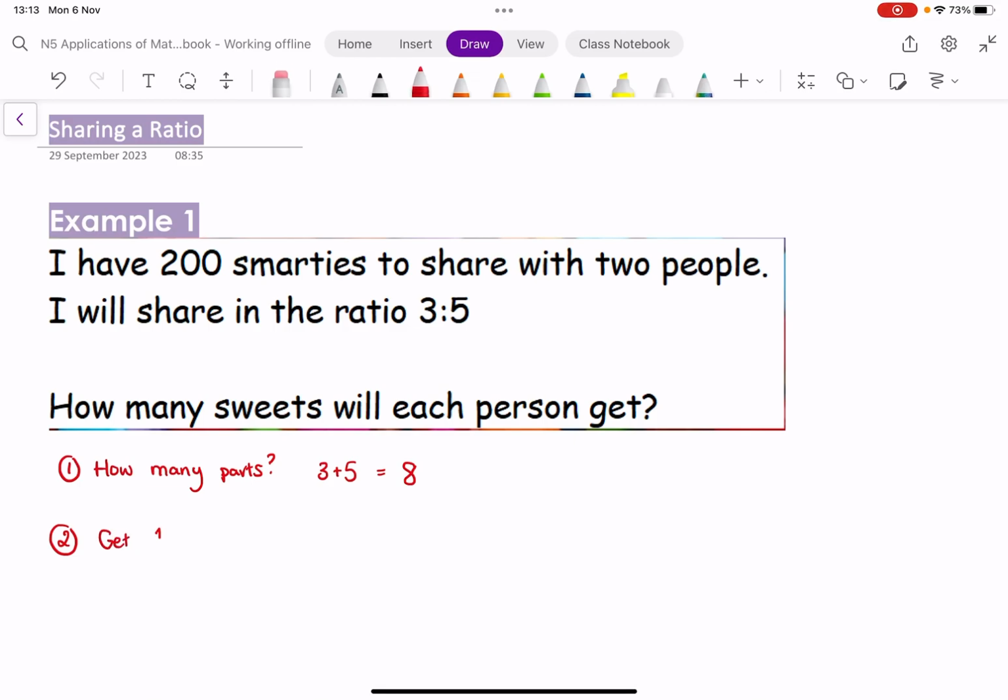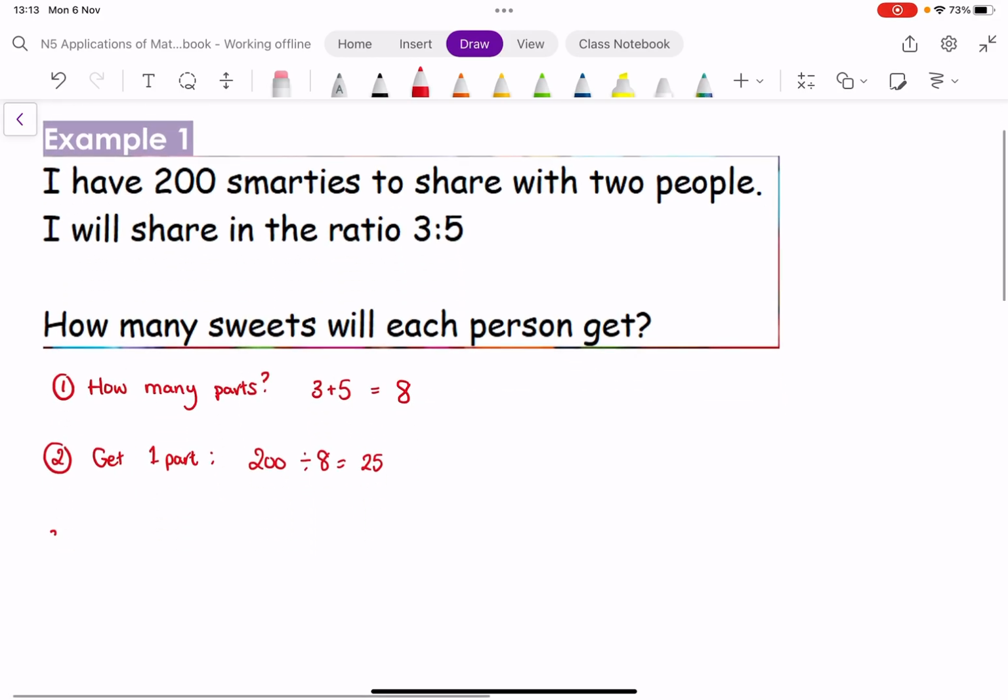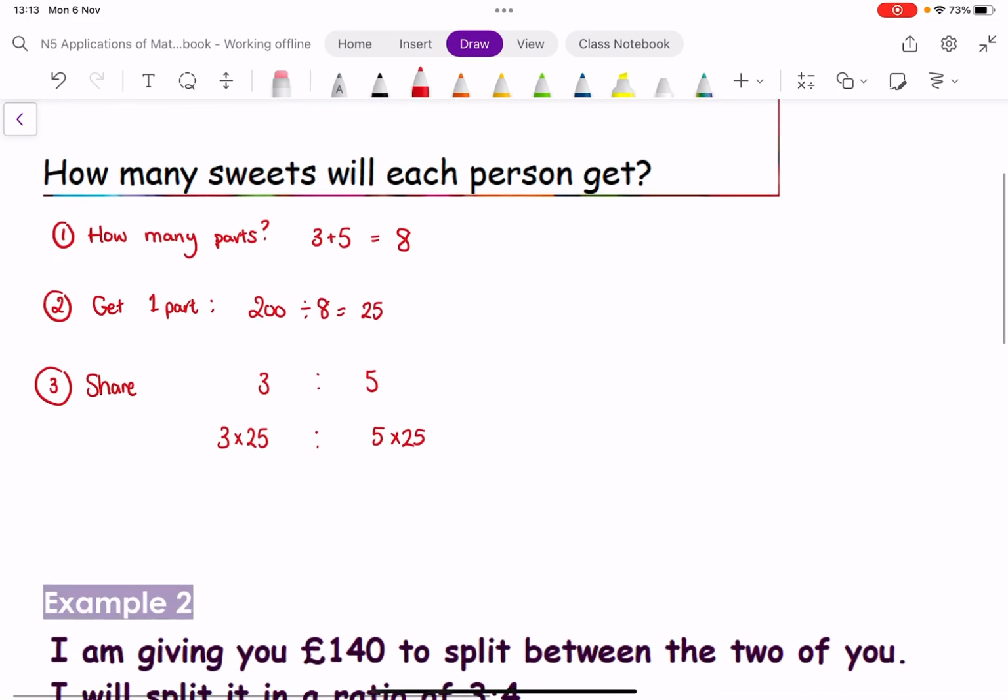So get 1 part. So in this case, it's going to be the 200 Smarties divided by 8, which is 25. So 1 part of the ratio is worth 25 in total. And then from there, we can share using the ratio. So if I've got a ratio of 3 to 5, it means I've got 3 lots of 25 at this side and 5 lots of 25 at this side. So I'm going to have 75 to 125.